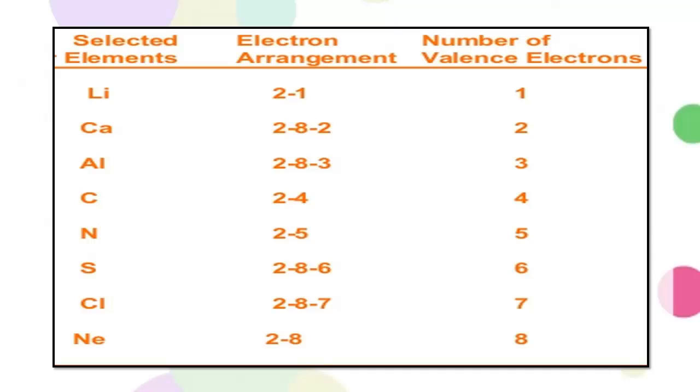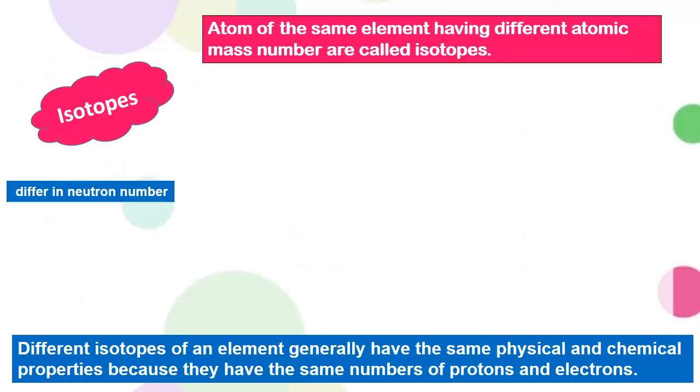Sulfur 2, 8 and 6. Valence electrons are 6. Chlorine 2, 8, 7. Valence electrons are 7. And neon, here you can see valence electrons are 8, but it's a balanced one, so it never combines.